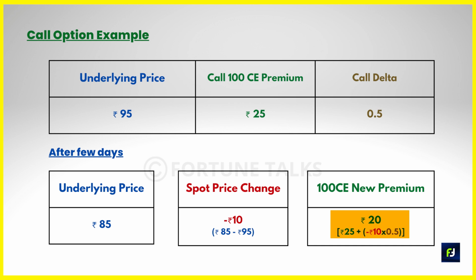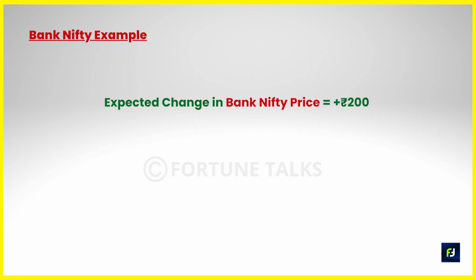So as you can see from the example, the delta of an option helps to evaluate the premium value based on a directional move in the underlying. This is very useful information for traders. For instance, you are anticipating a massive up move of about 200 points in Bank Nifty, and based on this analysis, you decide to buy a call option.